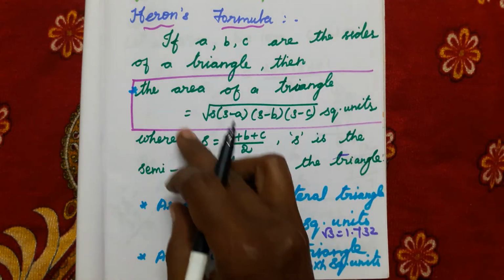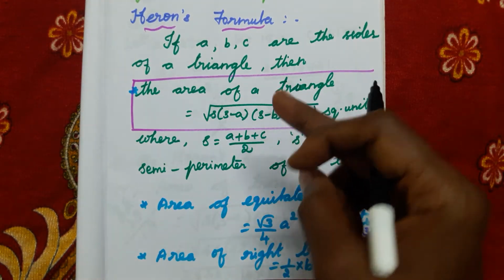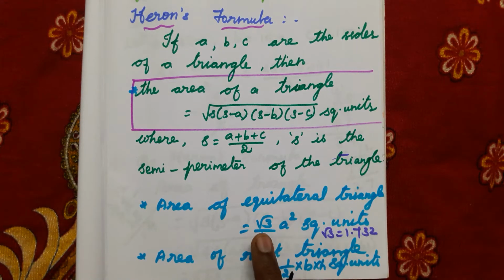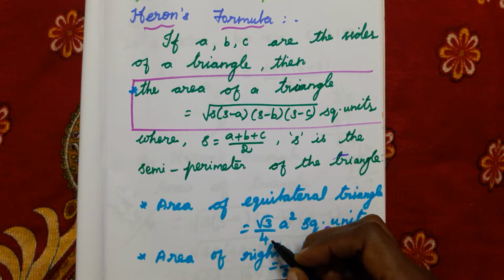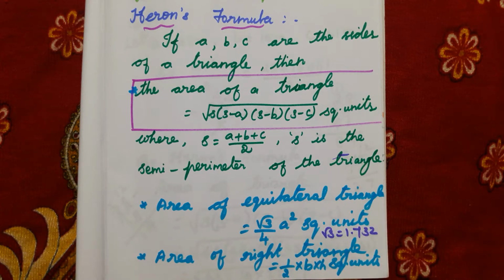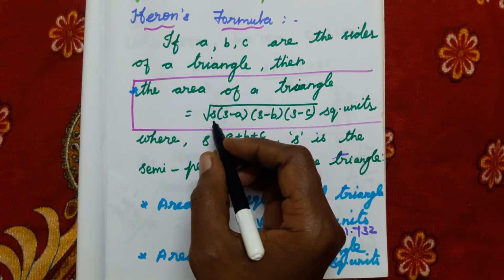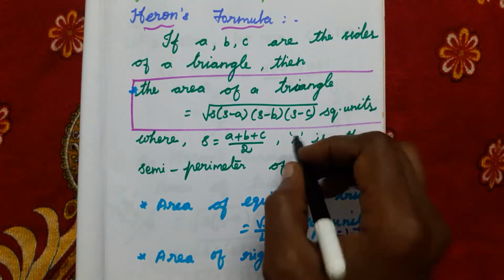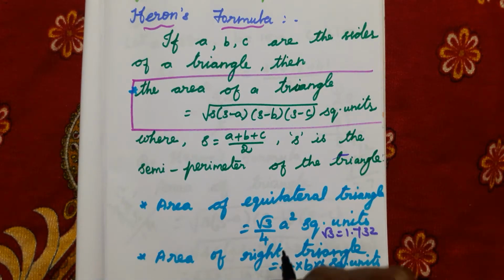Next, from this formula, we can deduce the area of equilateral triangle. Area of equilateral triangle is equal to root 3 by 4 A square units. Here root 3 value is 1.732. If you are using the same formula, root of S into S minus A into S minus B into S minus C, the same answer will be obtained. Have you all understood this?